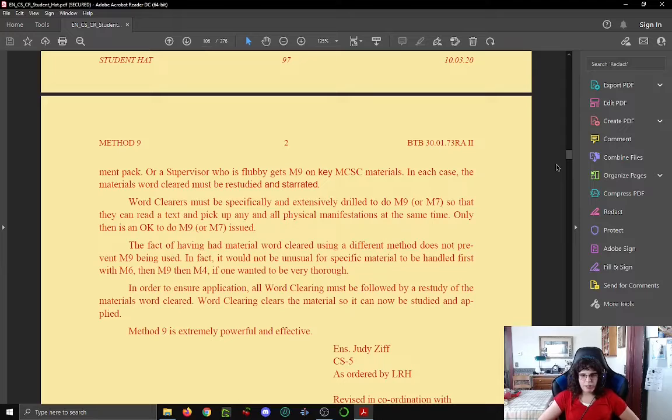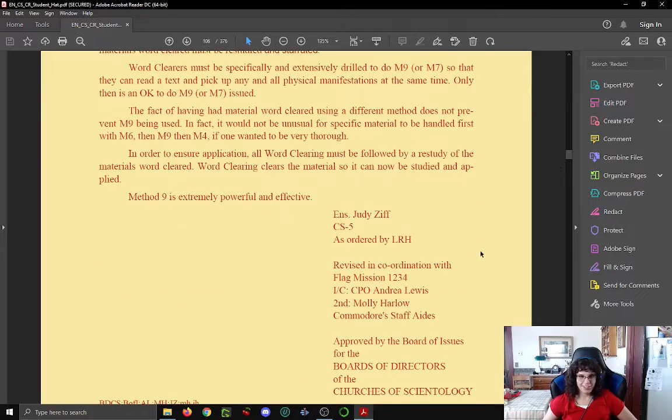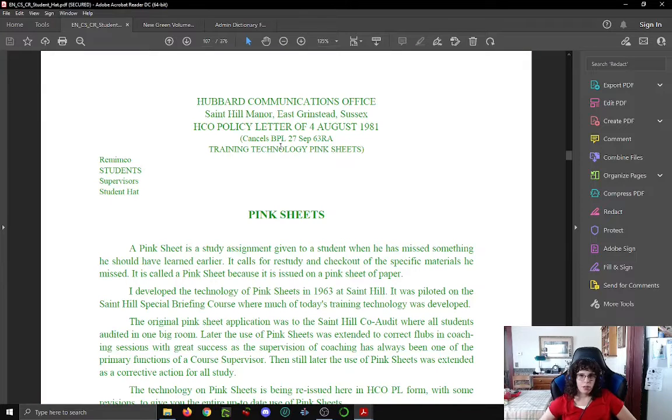In order to ensure application, all word clearing must be followed by a restudy of the materials word cleared. Word clearing clears the material so it can now be studied and applied. Method 9 is extremely powerful and effective. So once you clear a word, you have to restudy everything. Again, waste of time. Alright.